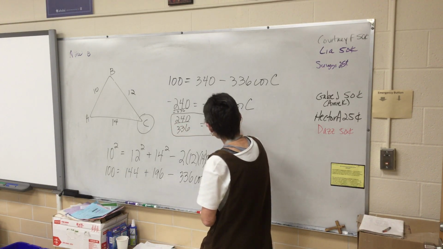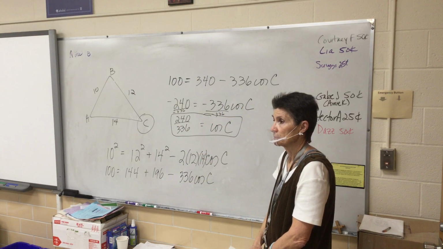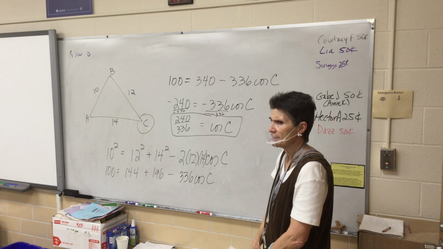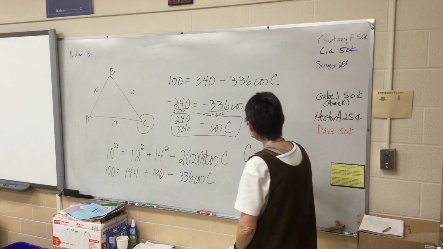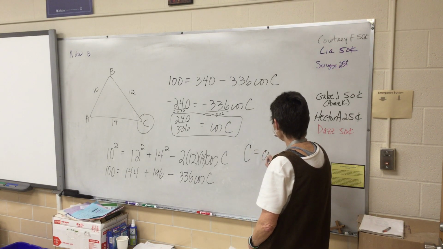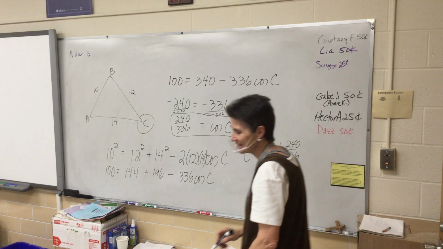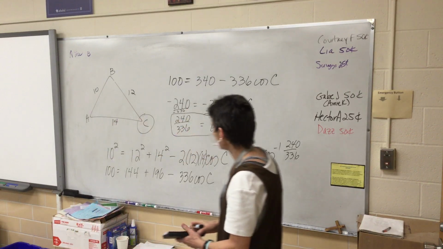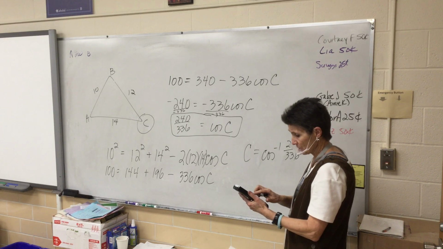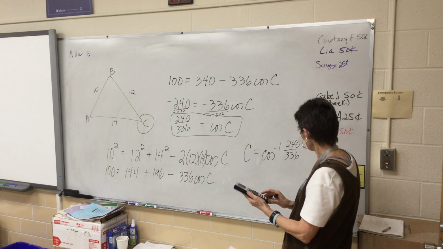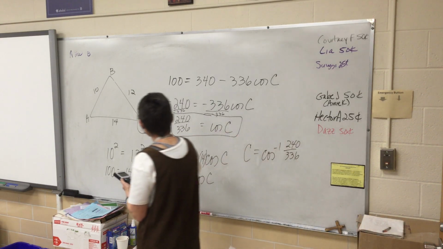So now I have this. How do I get the angle? Exactly. So now I have to secant cosine 240 over 336. Nicely done. Remember, when your variable is an angle, you have to use the inverse. So inverse cosine of 240 divided by 336. I got 44.42.